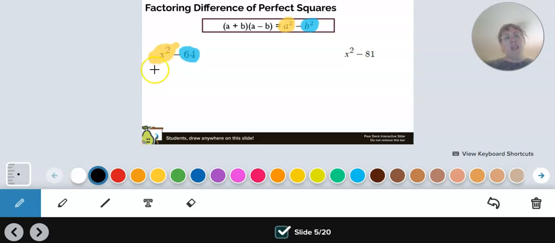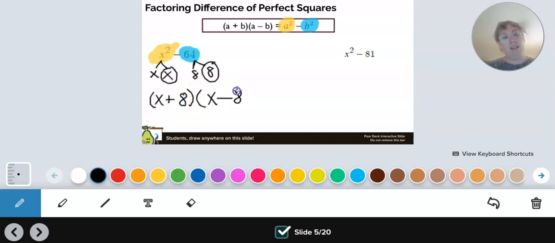Now, the way that I like to think about this is the square root of x squared is just x, because x times x is x squared. And the square root of 64 is 8, because 8 times 8 gets us 64. So there's our a and our b. So when we put this in factored form, we're just going to have x plus 8 times x minus 8.